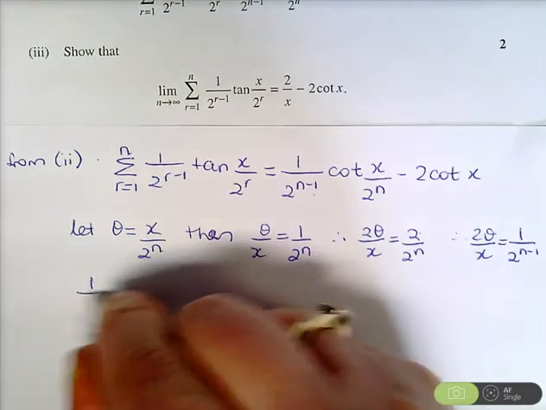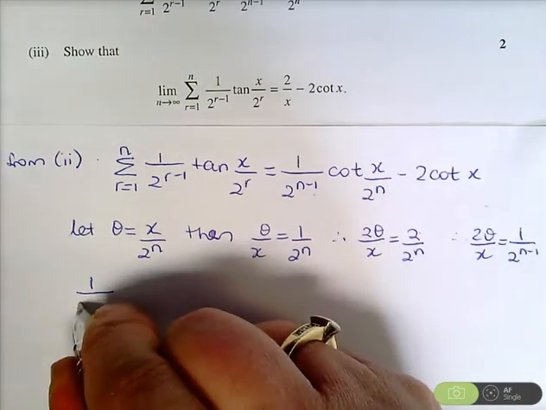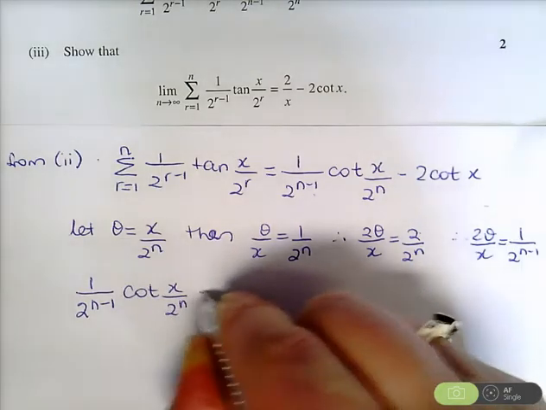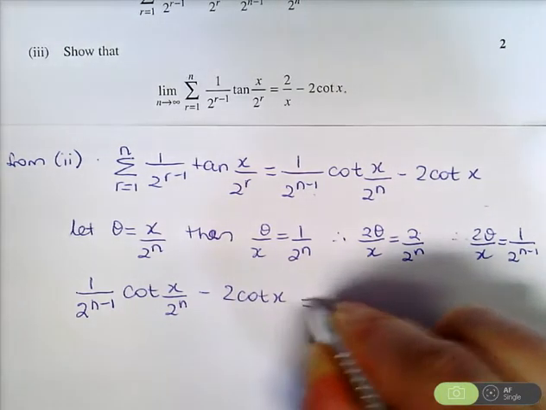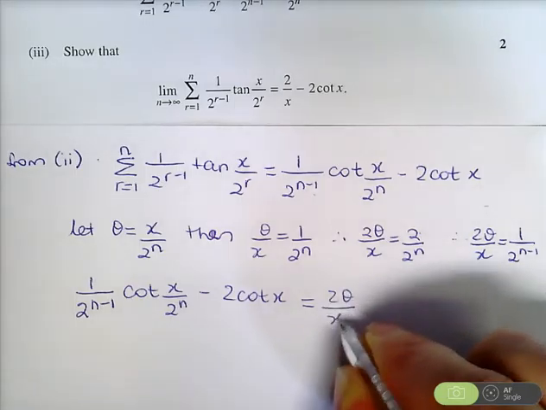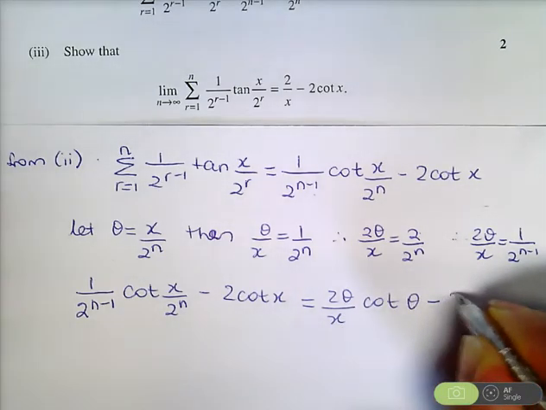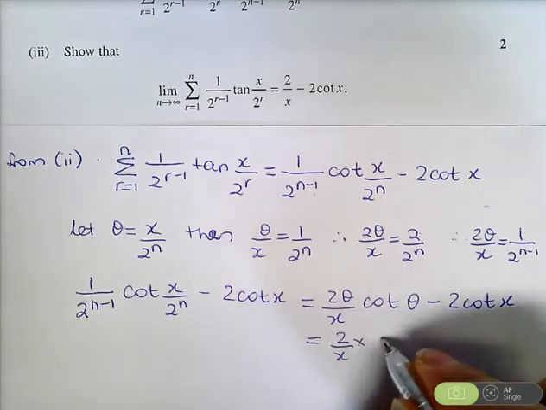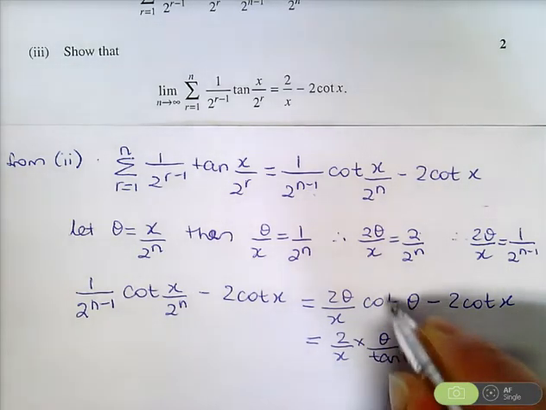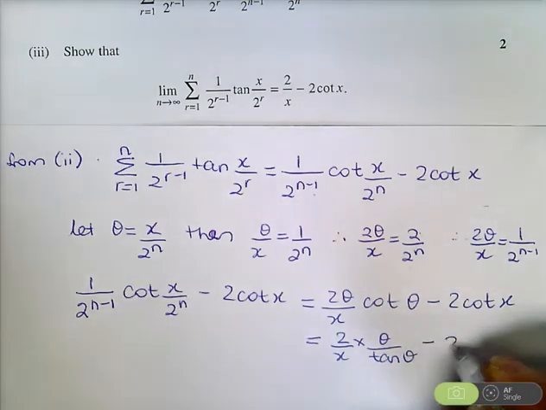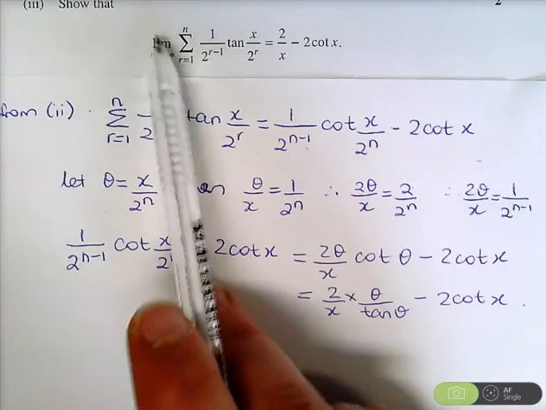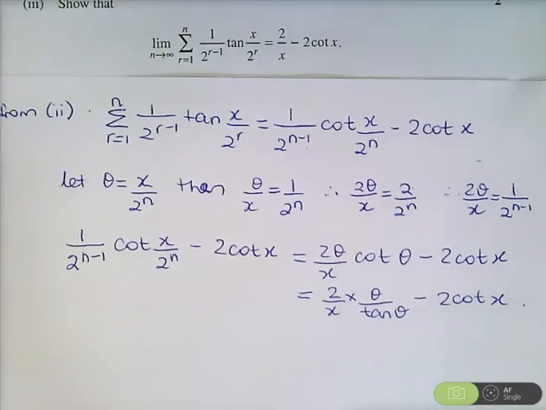So, just working with this right hand side, 1 over 2 to the power of n minus 1 times cot of x over 2^n, minus 2 cot x, is equal to 2 theta over x times cot theta minus 2 cot x, which is 2 over x times theta over tan theta, because cot is 1 over tan theta, minus 2 cot x. We're looking at the limit as n approaches infinity of this.